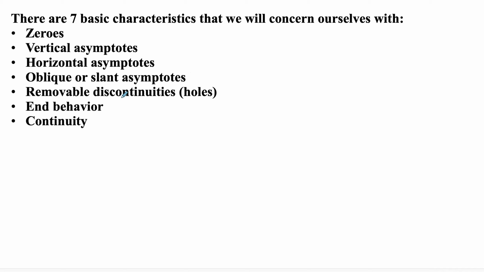Removable discontinuities. These things do have discontinuities. Those are the asymptotes, particularly the vertical asymptotes. Removable discontinuities appear as holes in the graph, and we'll talk about that behavior when we get there. And then the end behavior, which we have talked about before. This is the idea that as x tends towards positive or negative infinity, y tends towards what? Same thing applies. There are some shortcuts too.